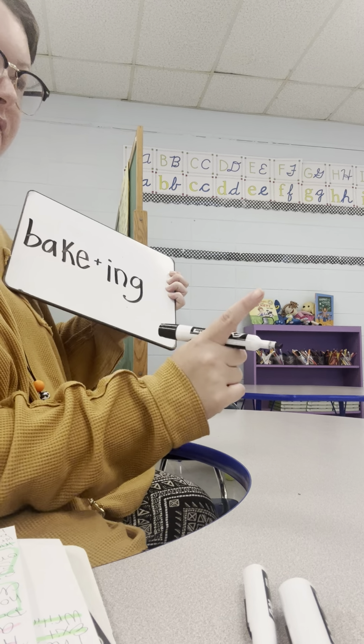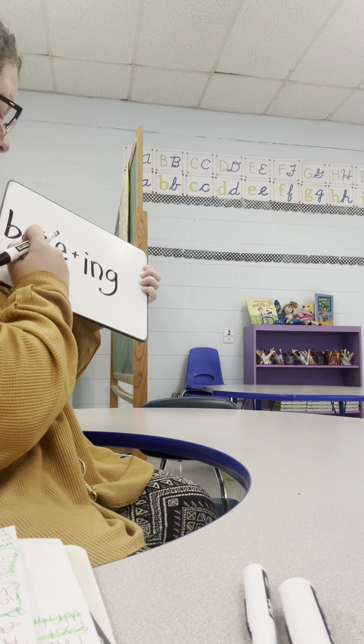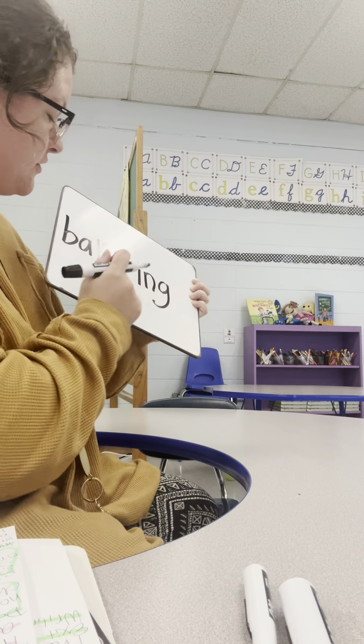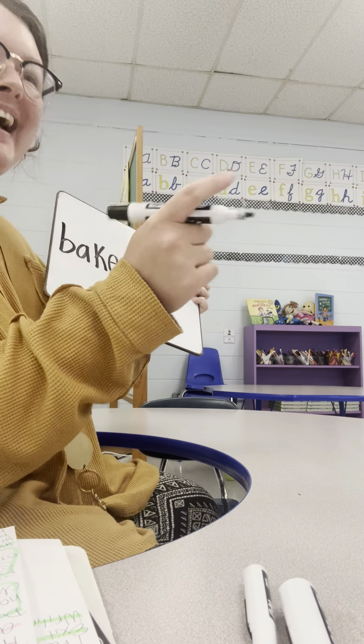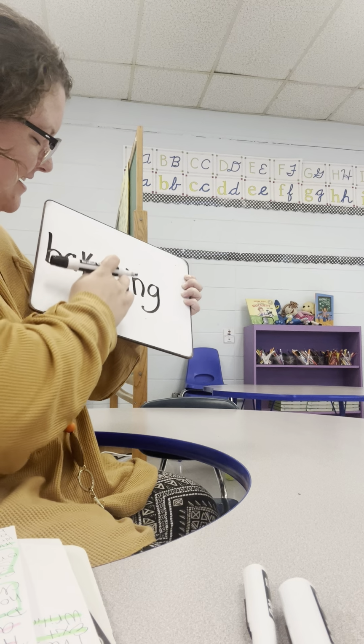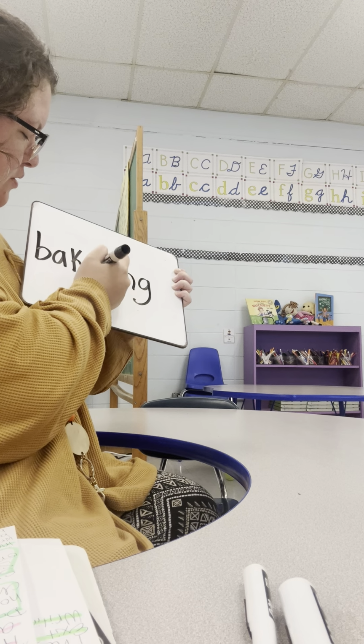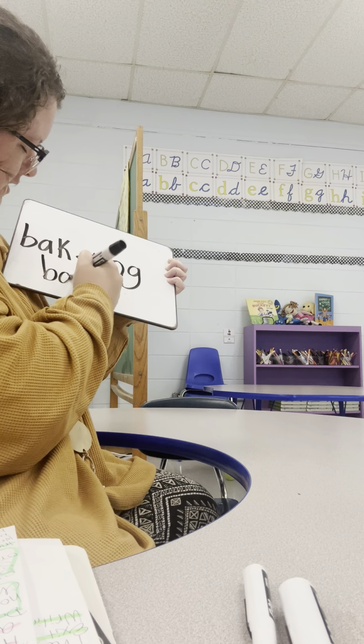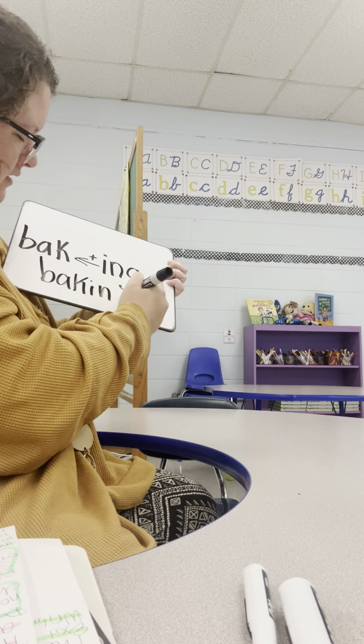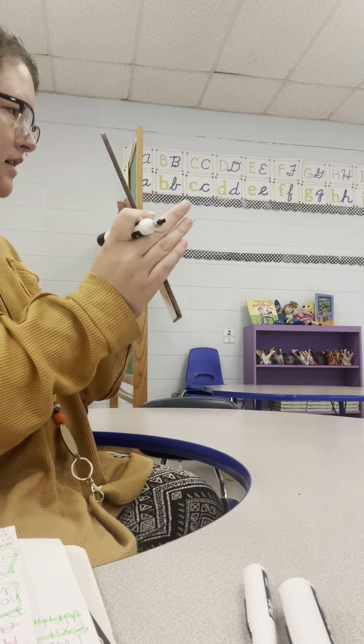So, there's a rule I have to follow if I'm going to turn this word bake into baking. You would think maybe I would just add it on at the end, but I have to do something important first. I'm going to drop the E and then move that over. So it's going to look like this. Do you see how I got rid of that E?